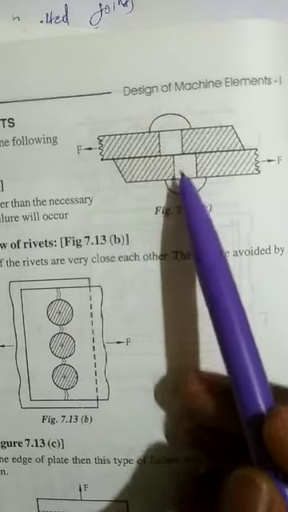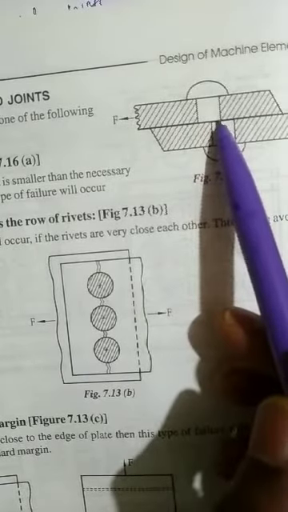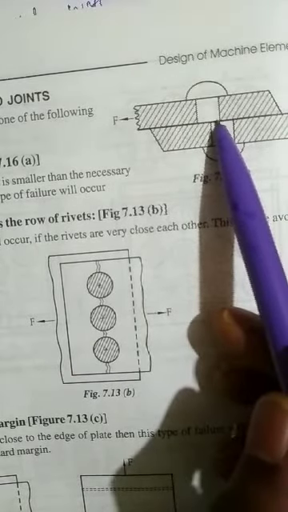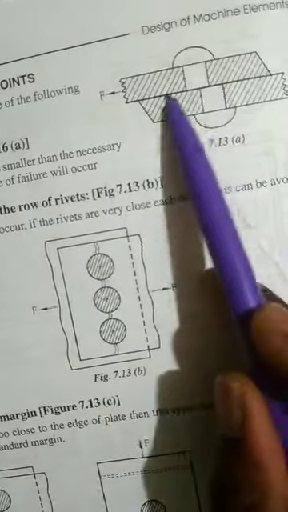That is why it is known as single shear. Then the failure of rivet due to shear load, shear force or shear stress is known as shear failure. This is an example of shear failure. Only single shear happened here.